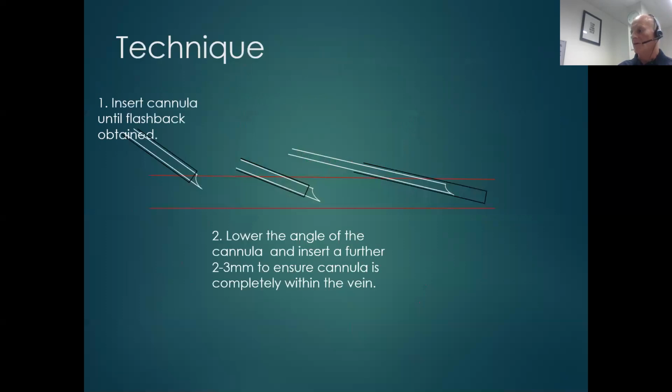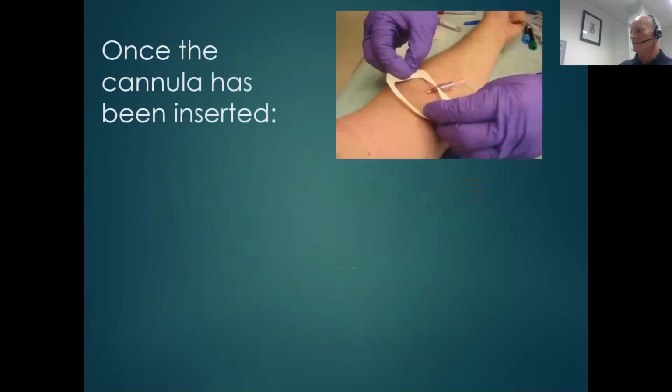Lower the angle of the cannula and insert a further 2 to 3 centimeters to ensure the cannula is completely within the vein. Advance the cannula completely, keeping the needle still. You'll practice this and you will get better at it. Once the cannula has been inserted, we need to put a bung on. There are certain things from a practical point of view that I go through, and that's just keeping everything tidy and clean and blood not shooting around everywhere.